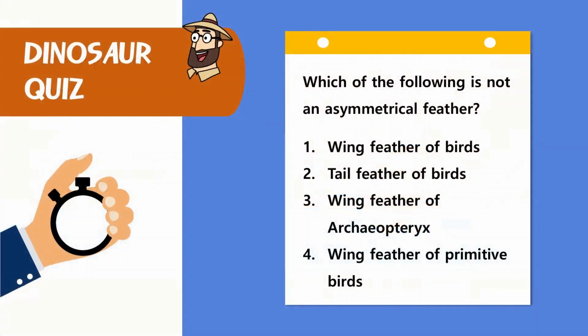Dinosaur quiz. Which of the following is not an asymmetrical feather? Number 1, wing feather of birds. Number 2, tail feather of birds. Number 3, wing feather of Archaeopteryx. Number 4, wing feather of primitive birds.